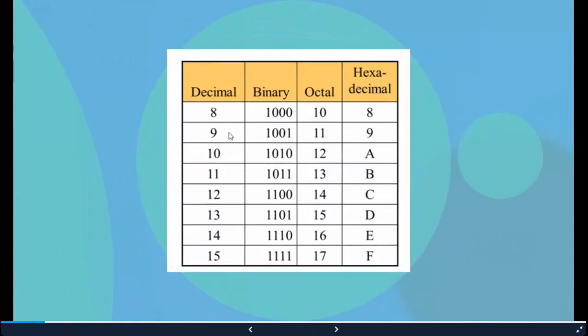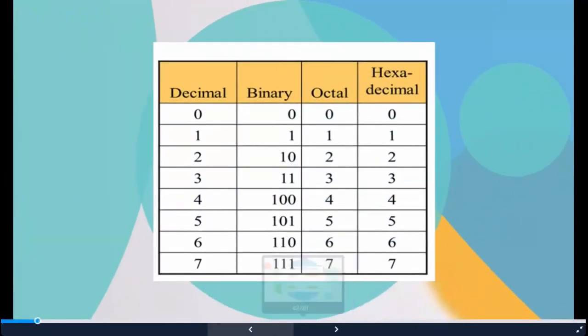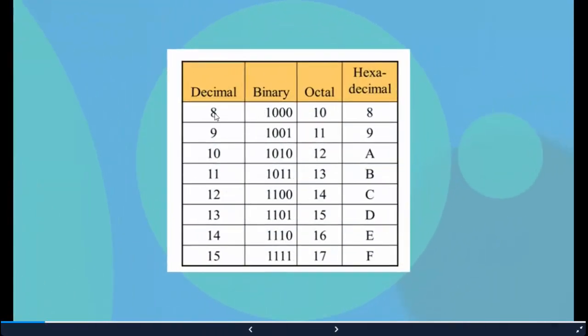For hexadecimal, no problem. 8 is 8, 9 is 9, and then 10 now becomes A. 11 B, 12 C, 13 D, 14 E, and 15 F. But for octal, you notice from 7, 7 7, 8 now becomes 1 0. It starts again with 0, but you have now the 1. So 0 1 2 3 4 5 6 7.